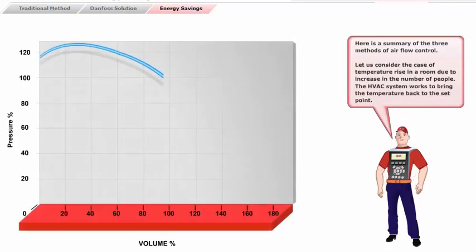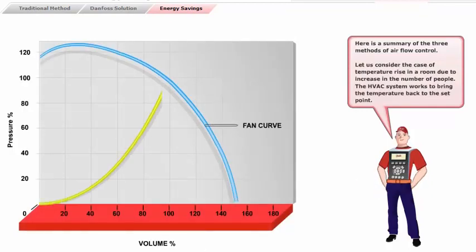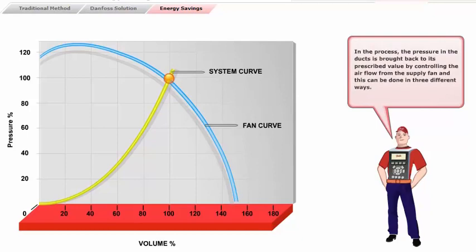Here is a summary of the 3 methods of airflow control. Let us consider the case of temperature rise in a room, due to increase in the number of people. The HVAC system works to bring the temperature back to the set point. In the process, the pressure in the ducts is brought back to its prescribed value by controlling the airflow from the supply fan, and this can be done in 3 different ways.